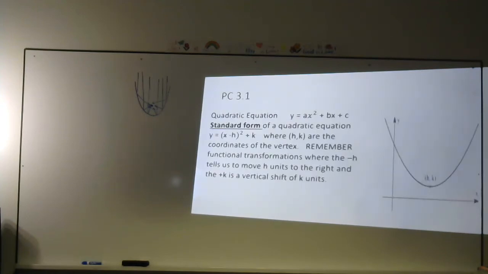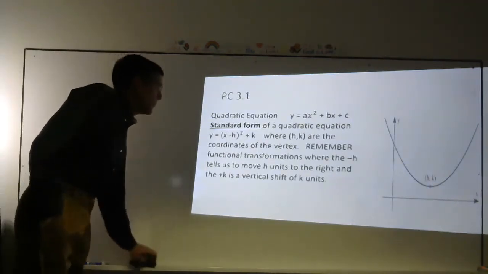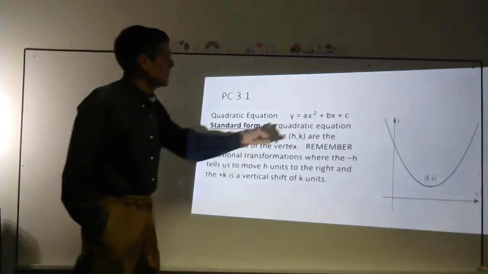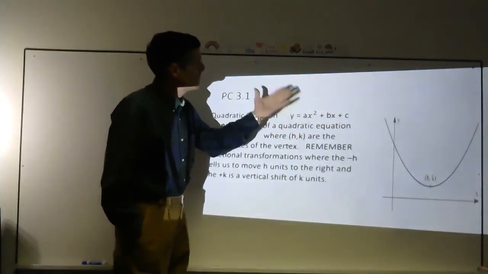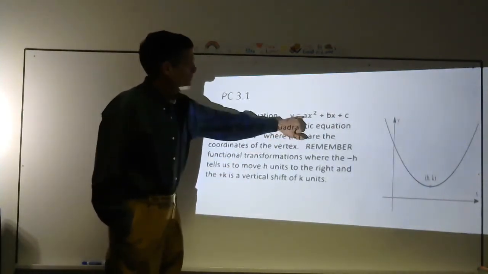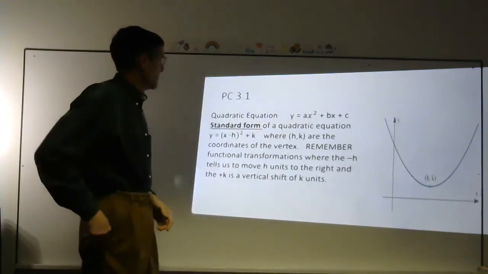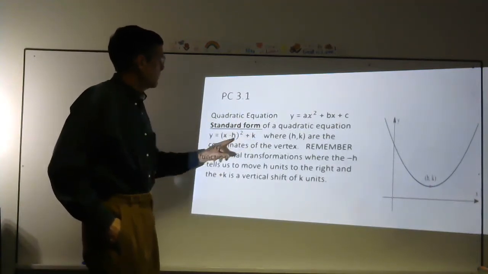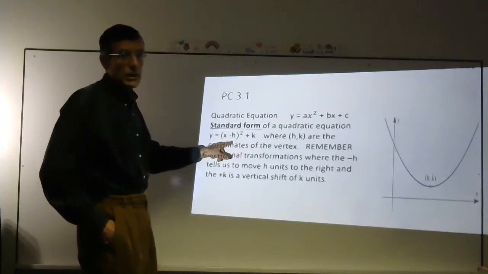All right, so I want to talk a little bit about easy ways to graph parabolas. We know that a quadratic equation, y equals ax squared plus bx plus c, where a, b, and c are numbers, will give you a parabola. If a is positive, it'll open up. If it's a fraction, it'll be wide. If it's a whole number, it'll be narrow, okay? It is called standard form if you put the parabola in this format.